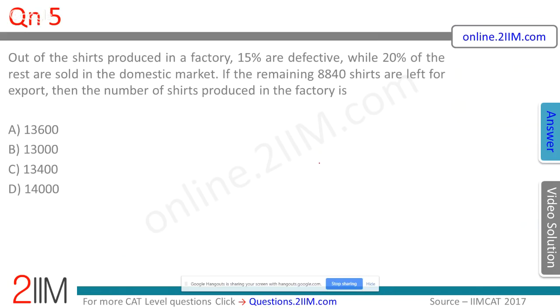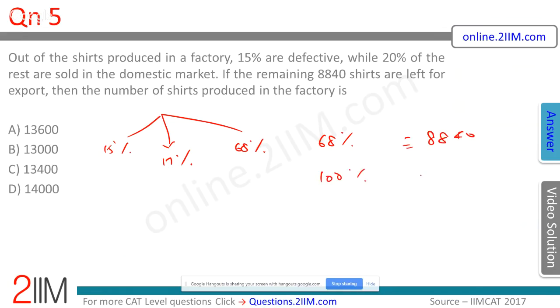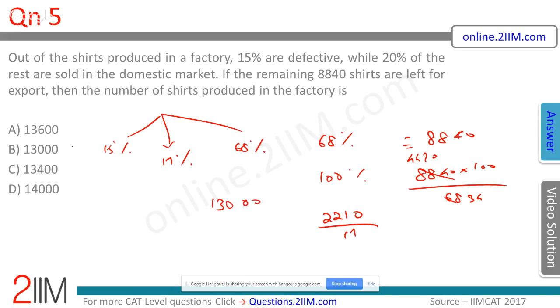One of the shirts produced in a factory, 15% are defective, or 20% of the rest. So 15% are defective, 20% of 85%, that is 17% are sold to the domestic markets. So 68% is the remaining. 68% corresponds to 8840. The number of shirts, 100% is 8840 into 100 by 68. Something tells me this number will be divisible wonderfully. 4420 by 34, 2210 by 17. 17 into 13 is 13000. I'm looking at this number.